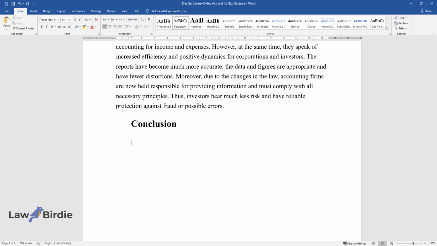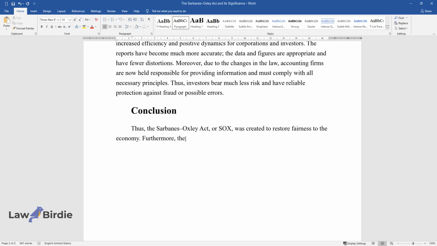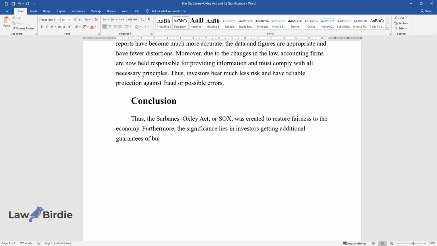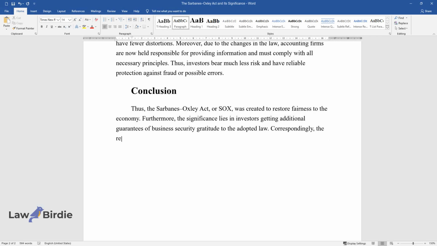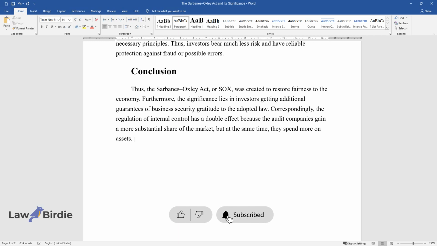Conclusion. Thus, the Sarbanes-Oxley Act, or SOX, was created to restore fairness to the economy. Furthermore, the significance lies in investors getting additional guarantees of business security thanks to the adopted law. Correspondingly, the regulation of internal control has a double effect because the audit companies gain a more substantial share of the market, but at the same time, they spend more on assets. Thus, this specificity allows for additional security guarantees for investors.